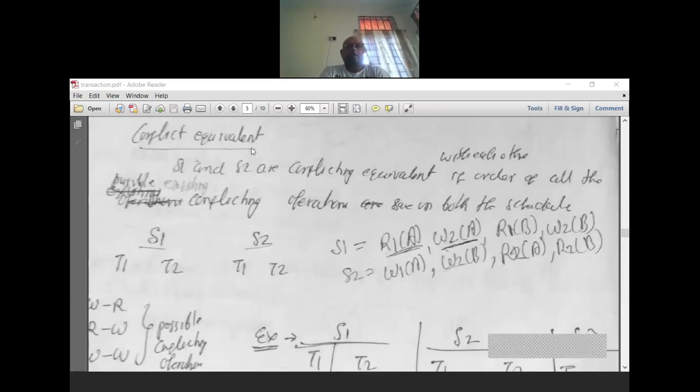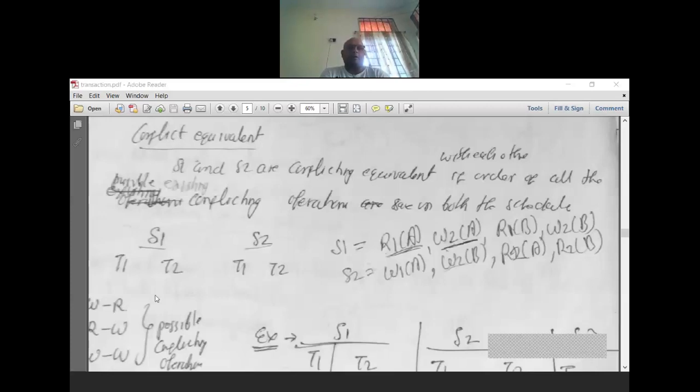Conflict equivalent. Two schedules are conflict equivalent. For example, I am taking that S1 and S2 are two schedules, and we want to find out whether they are conflict equivalent schedules or not.